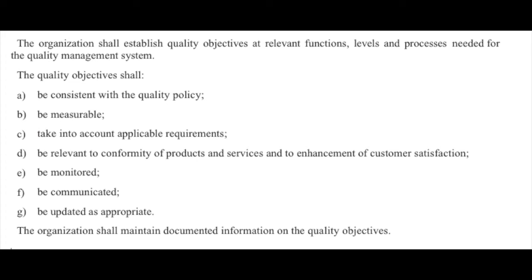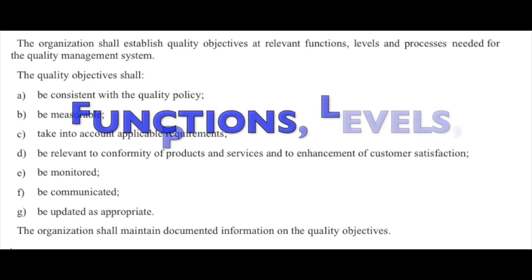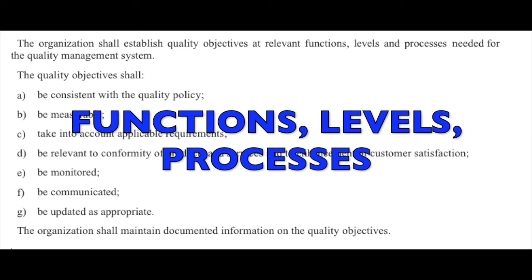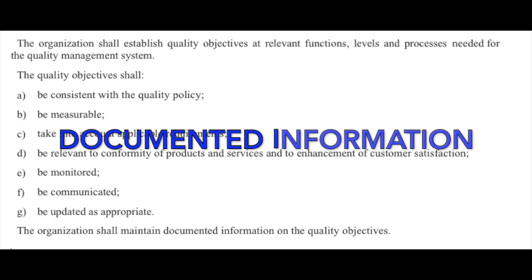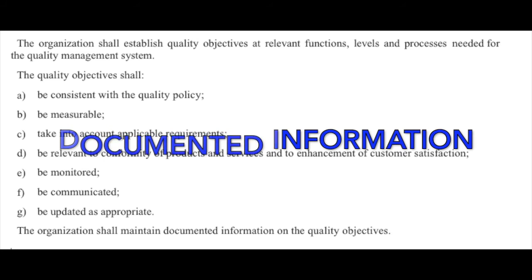Clause 6.2.1 requires that the organization establish quality objectives at relevant functions, levels, and processes needed for the quality management system. Those objectives shall be consistent with the quality policy. They must be measurable, take into account applicable requirements, be relevant to the conformity of products and services, as well as enhancing customer satisfaction. They must be monitored, communicated, and updated as appropriate. These quality objectives must be maintained as documented information.